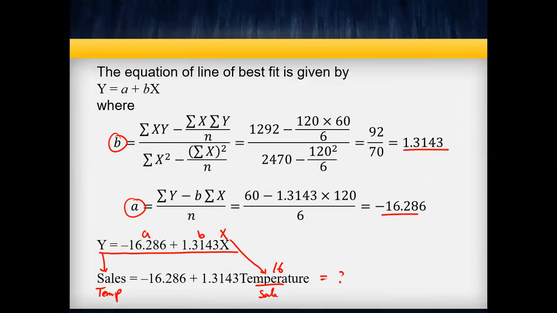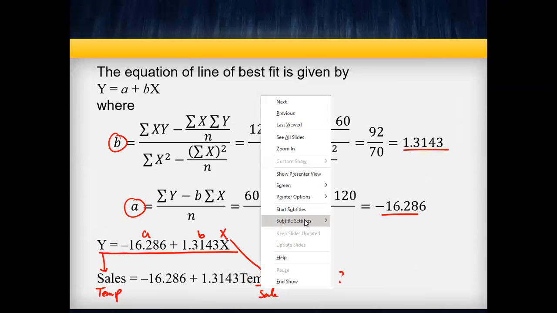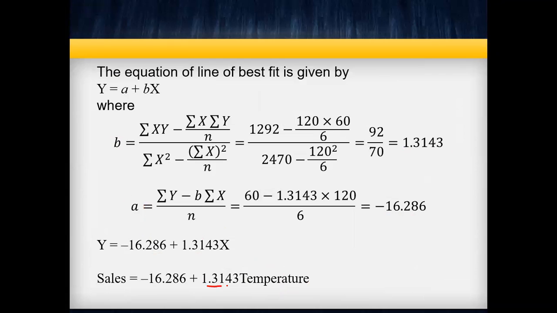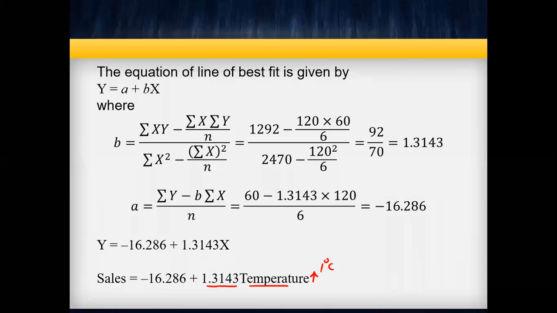increased by 1 unit. Look at this. This is the slope. It tells us that if the temperature is increased by 1 unit, by 1 degree centigrade, it goes up, what will be the impact on sale? Sale will be increased by 1.3143 liters. So this is the slope.